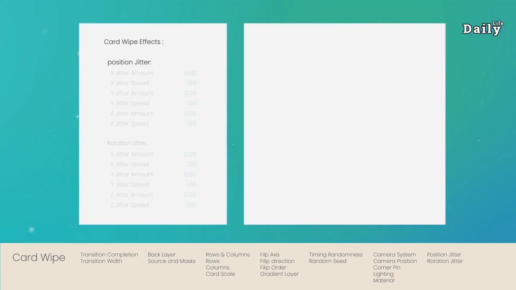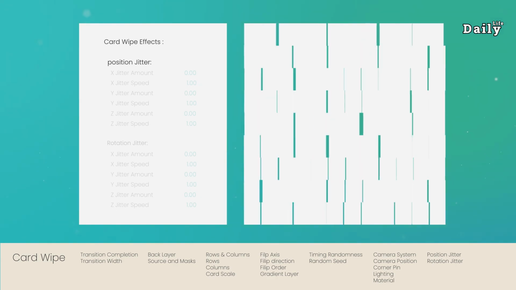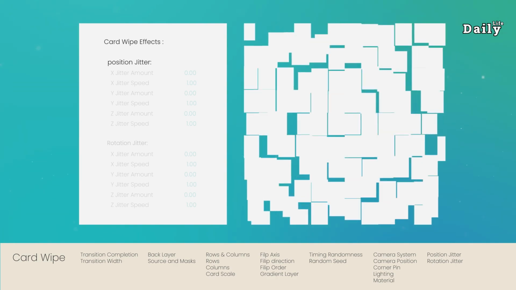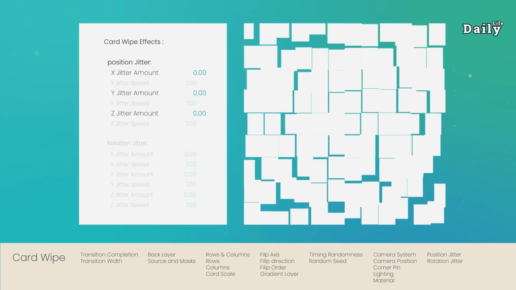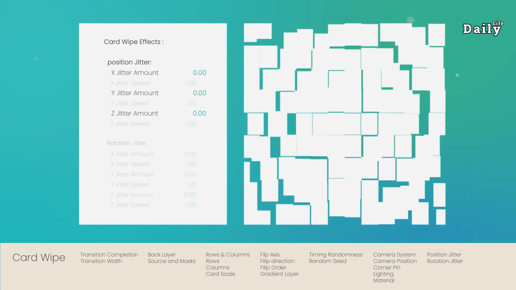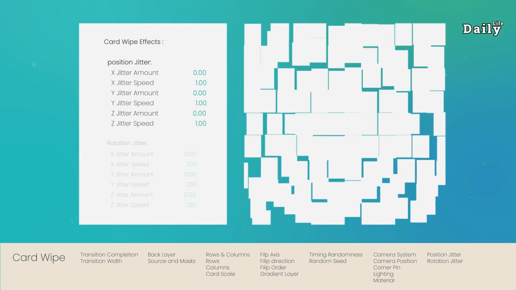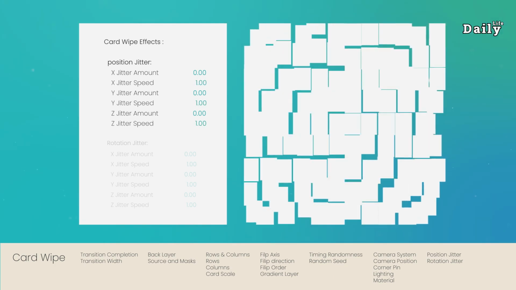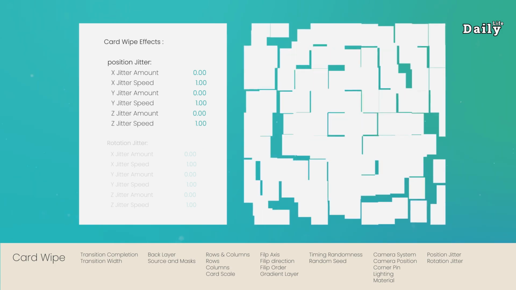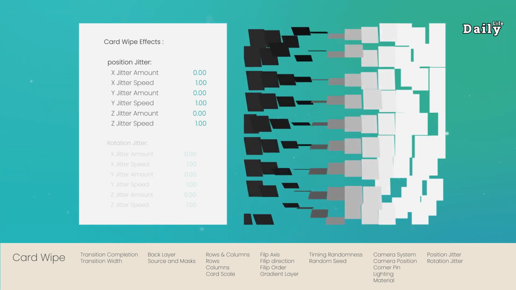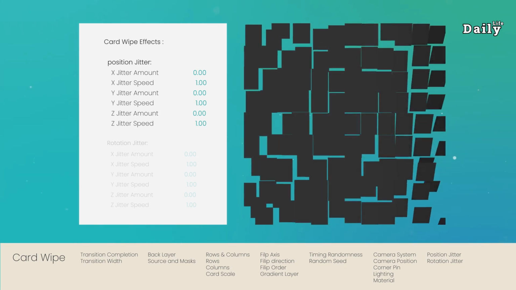Position jitter. Position jitter adds random movement to the cards along the X, Y, and Z axis. Jitter amounts control the extent of random movement on each axis. Jitter speeds define how fast the cards jitter along the X, Y, and Z axis. Use these to create erratic or dynamic shifts in card positions.